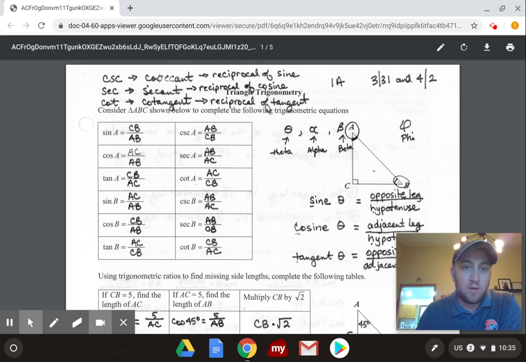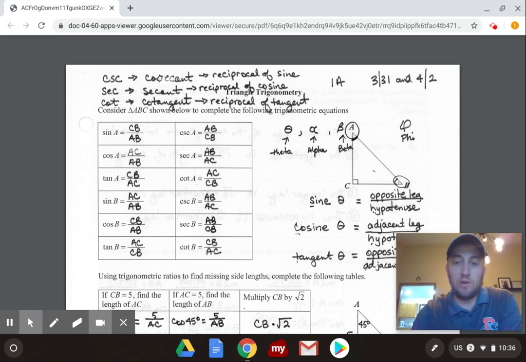So we just have to remember cosecant is the reciprocal of sine. Reciprocal just means whatever the ratio of sine is, if you flip it, that represents cosecant. So if sine is opposite over hypotenuse, cosecant is going to be the hypotenuse over the opposite side. Secant is the reciprocal of cosine. So if cosine is the adjacent over hypotenuse, then secant is going to be the hypotenuse over the adjacent. And cotangent is the reciprocal of tangent. So if tangent is opposite over adjacent, cotangent is going to be adjacent over the opposite side.